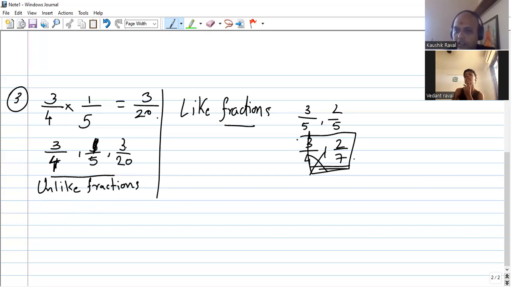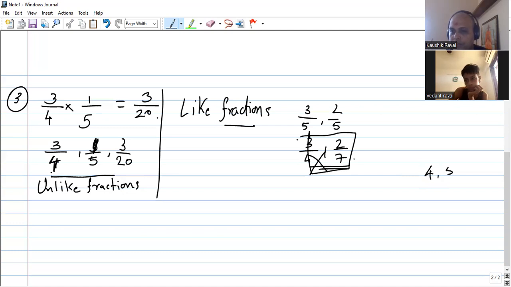And how do you do that? By simply finding their LCM. What is LCM? Lowest common multiple. Very good. So how do we find it? We have to find the least common multiple of 4, 5 and 20, which is easy. How do we find it? Right? Long method.